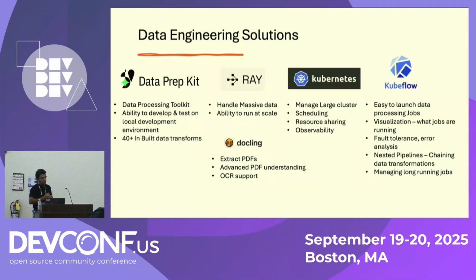And another tool we use is Kubeflow. It's a pipeline creator tool where you can create different pipelines, where transforms become one single pipeline, and you can chain those pipelines to create a nested pipeline.